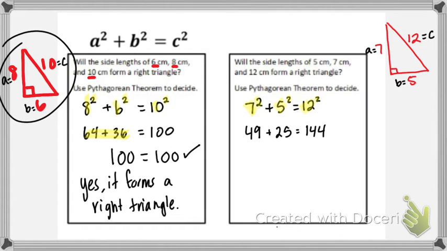Okay, now let's go ahead and simplify this part. We got 49 plus 25. We get 74. Okay, wait. 74 is not the same as 144, right? You're missing a lot of values. So this is not true. This does not equal each other. So that means that the Pythagorean theorem didn't work, and this triangle is not a right triangle.